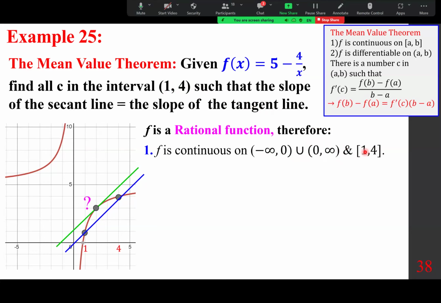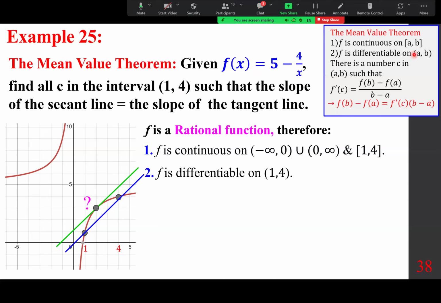So that's important to know why we want to say from 1 to 4. Okay? Because that's what they said, from 1 to 4. And so it's also differentiable from 1 to 4. This function, again, is a rational function, differentiable everywhere except at 0. So far, so good. So we got the first one, we got the second one.